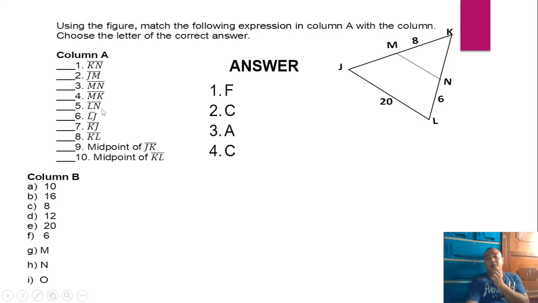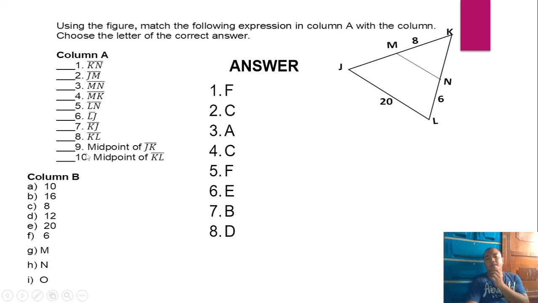Next, LN. What is the length of LN? Number 5, LN. Yes, 6. LN pala, so 6 given yun. Next, number 6 is LJ. LJ is 20, so E. Number 7 is KJ. KJ is 8 plus 8, so 16, B. Number 8, KL. 6 plus 6 is 12.